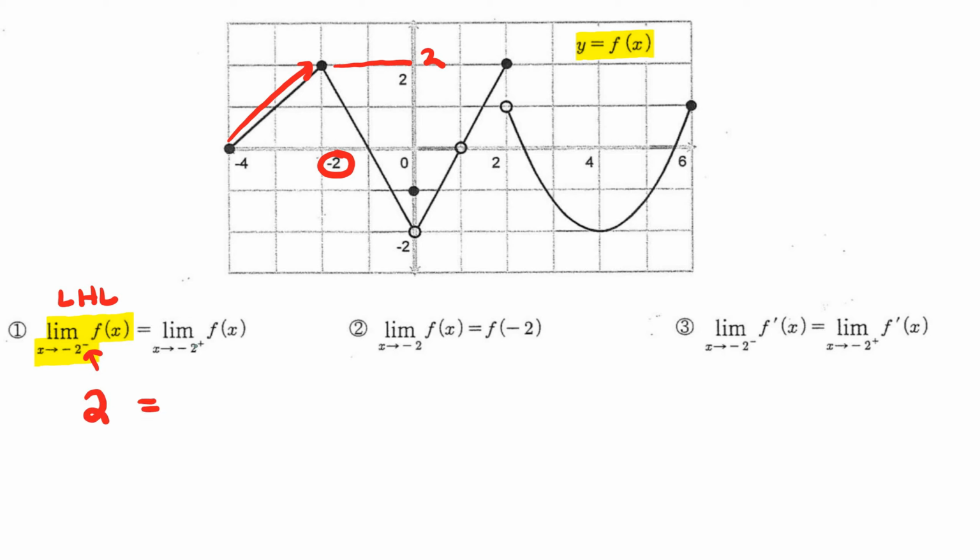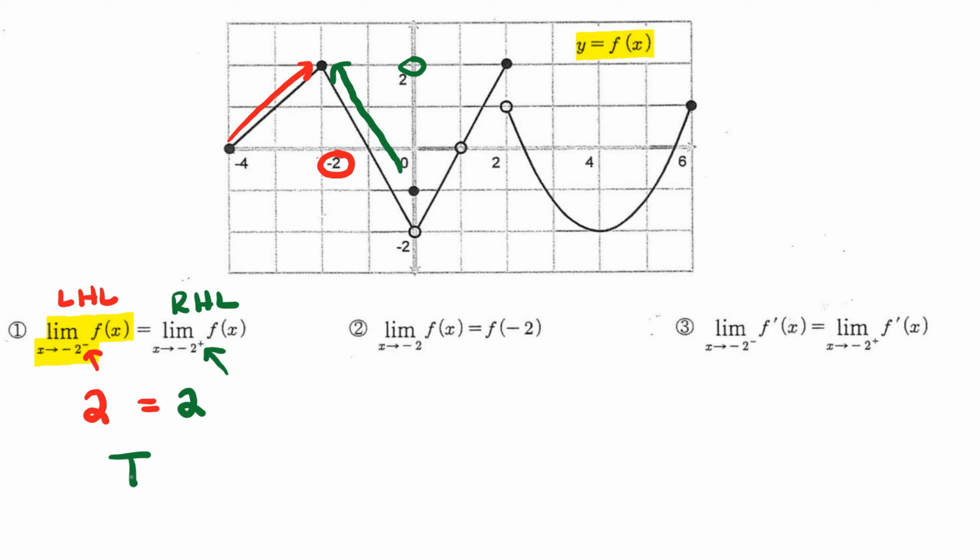And then, because of this plus sign, I'm looking at a right-hand limit. All right, so that plus sign indicates that we're looking at a right-hand limit. So if I go back to my graph now, if I approach -2 from the right-hand side, the height that I approach is also going to be +2. So the left-hand limit equals the right-hand limit, so this statement is going to be true.